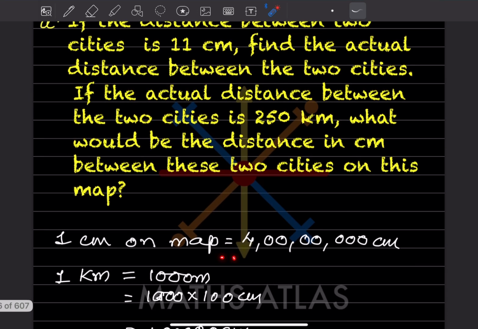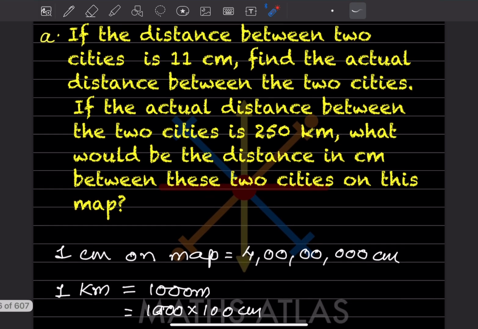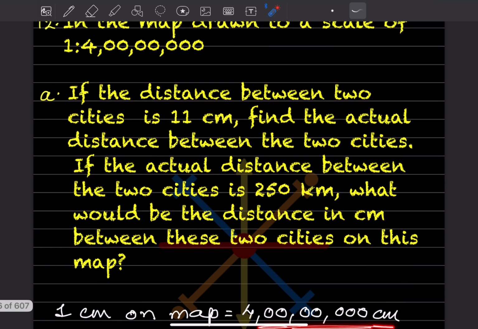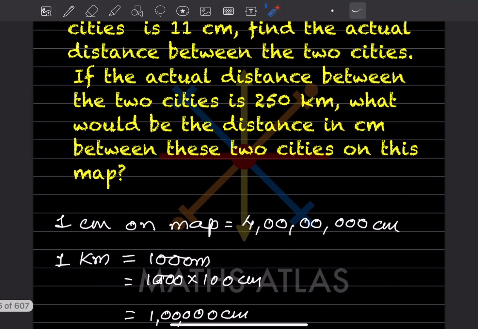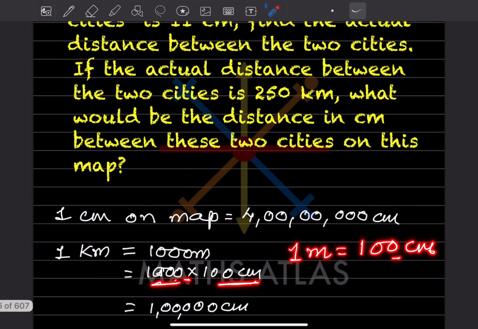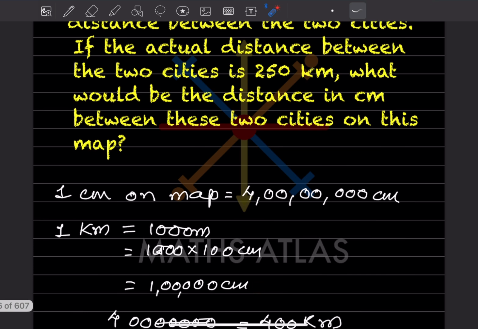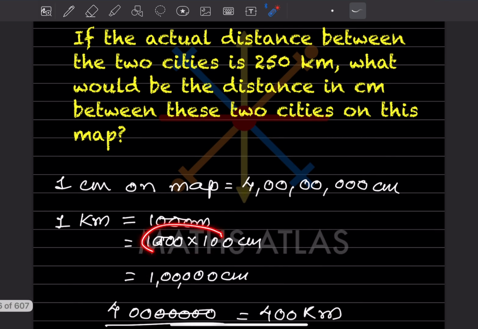So 1 centimeter of map, so 1 is to this one, that is given in centimeter. 1 kilometer is 1000 meter, and if we convert this into centimeter, because you know 1 meter is 100 centimeter, this will be 1000 into 100. This will be in centimeter after multiplying this one.